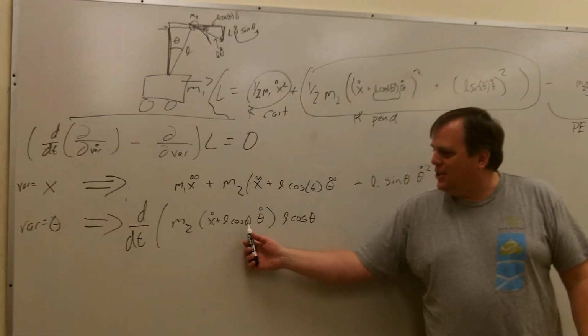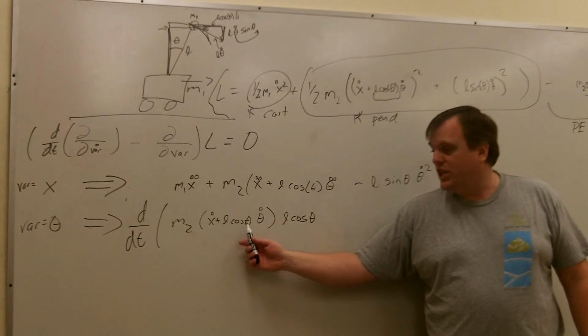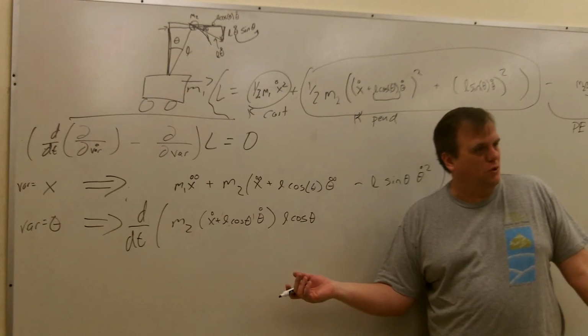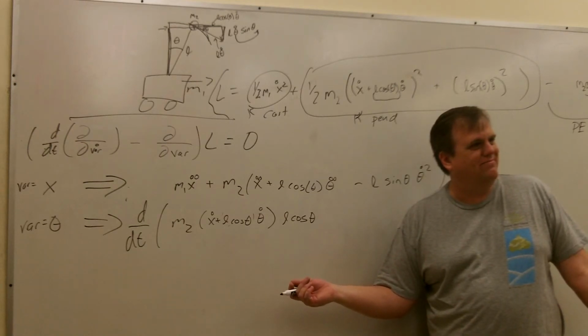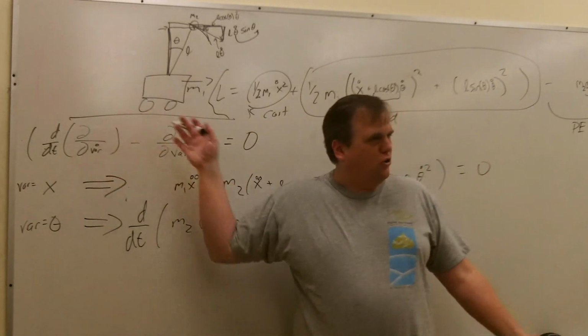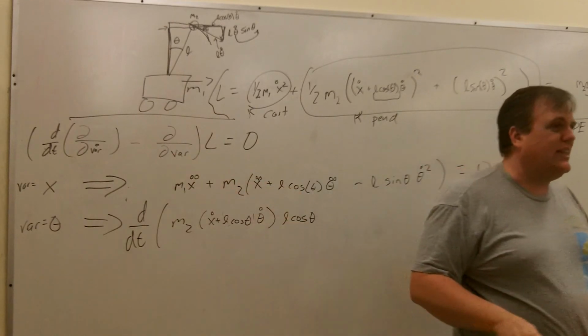The reason is I'm not taking the derivative with respect to theta. So this is a constant. L cos theta is a constant. I'm doing it with respect to theta dot. Let me start with theta dot, because I'm going to go left to right through here. Often I like to start with this one because it's usually simpler to take that derivative.